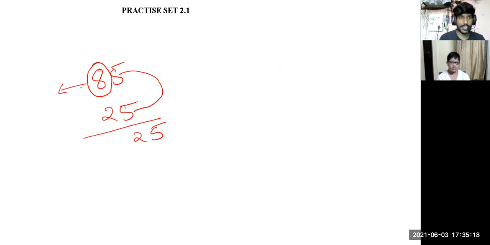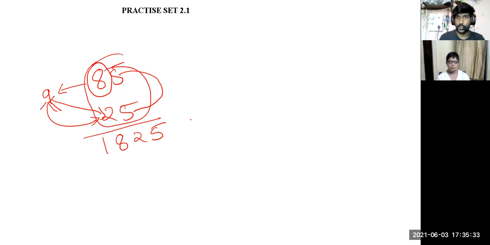9. After 9, this number you have to multiply with this number. 9 into 2, how much is 9 into 2? 18. So that 18 you just write here. So, 85 into 25 is 1825, which you can check is correct. I'll do the long multiplication method and show you that our answer is correct.